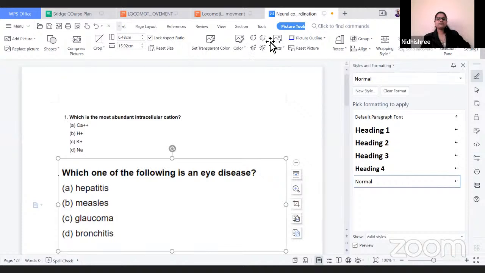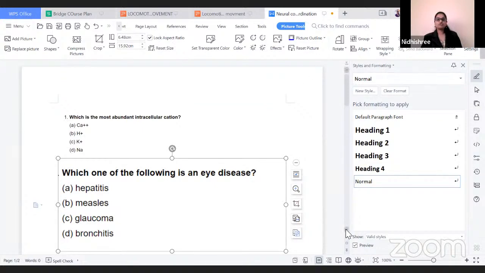Fine. Which one of the following is an eye disease? Option A, hepatitis. Option B, measles. Option C, glaucoma. Option D, bronchitis. 5, 4, 3, 2, 1. So the first answer I got from Chandru, he voted for option C, that is glaucoma. So it is the right answer. It is an eye disease.